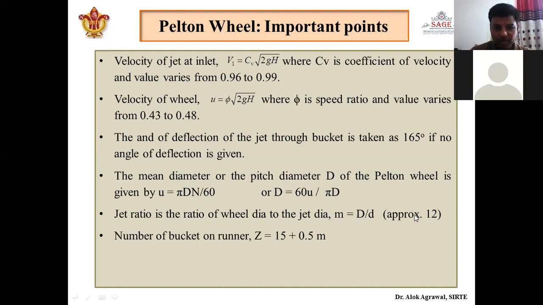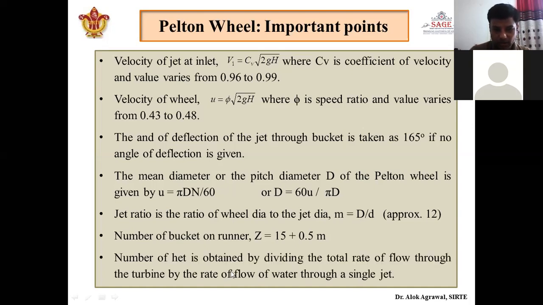Next is number of buckets. How many buckets or blades are required in a Pelton wheel can be calculated as 15 plus 0.5 into m, where m is D by d. Number of jets is obtained by dividing the total flow rate.